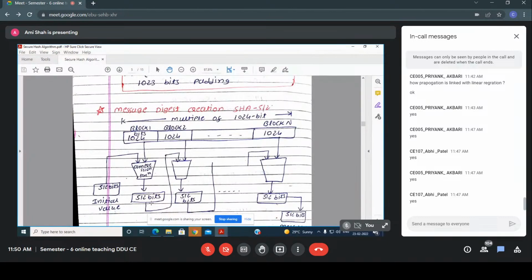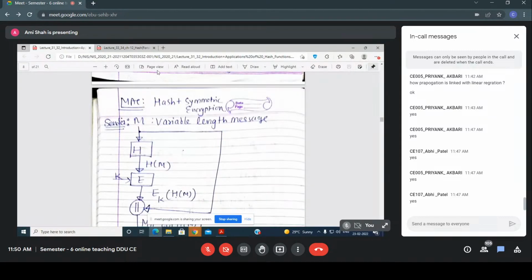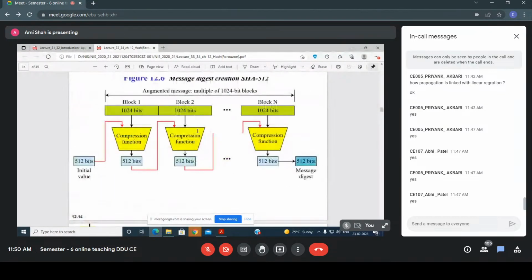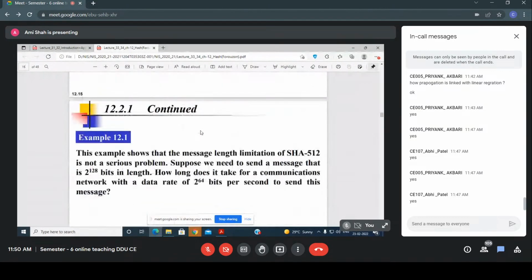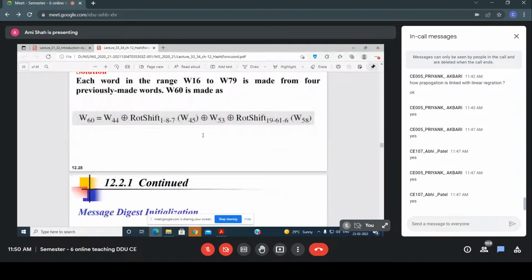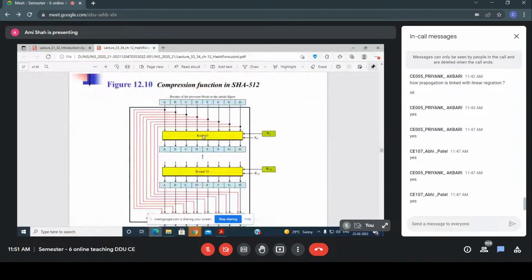Now how are we achieving these 512 bits? In your class I have discussed that a total of 80 rounds are there, 0 to 79, and after applying these rounds, finally you get the 512 bits, right? So how are we achieving that? Let's see this figure so you can understand. Yes, this is the figure.